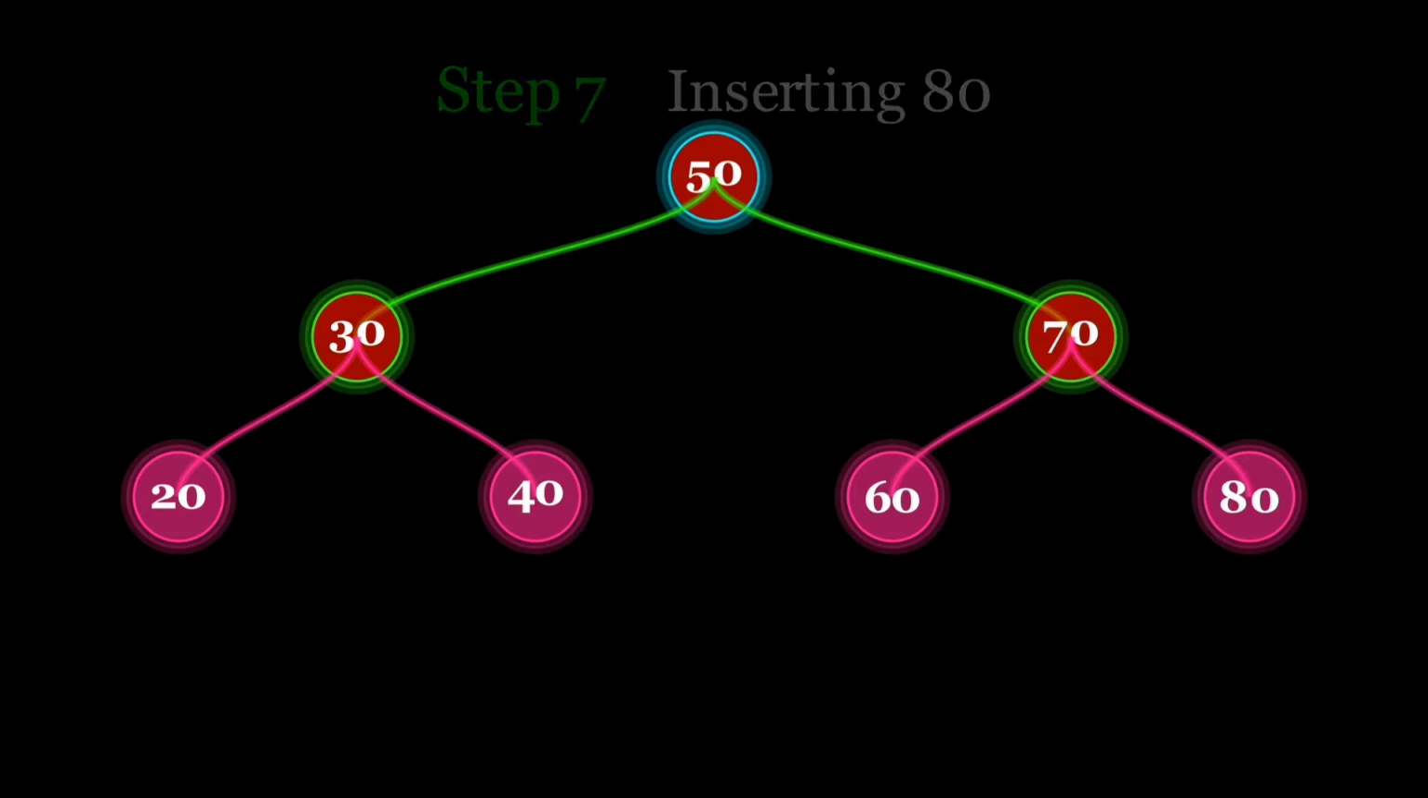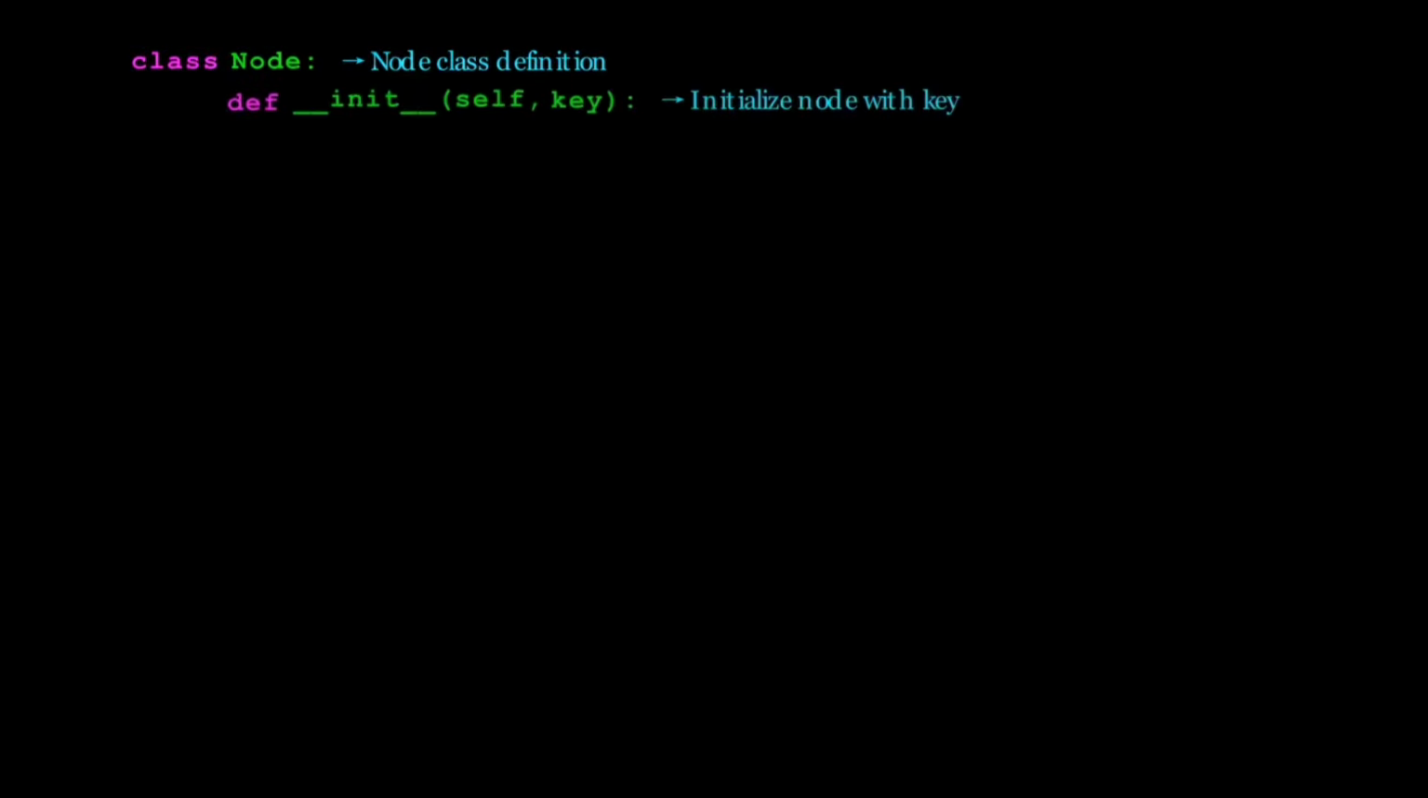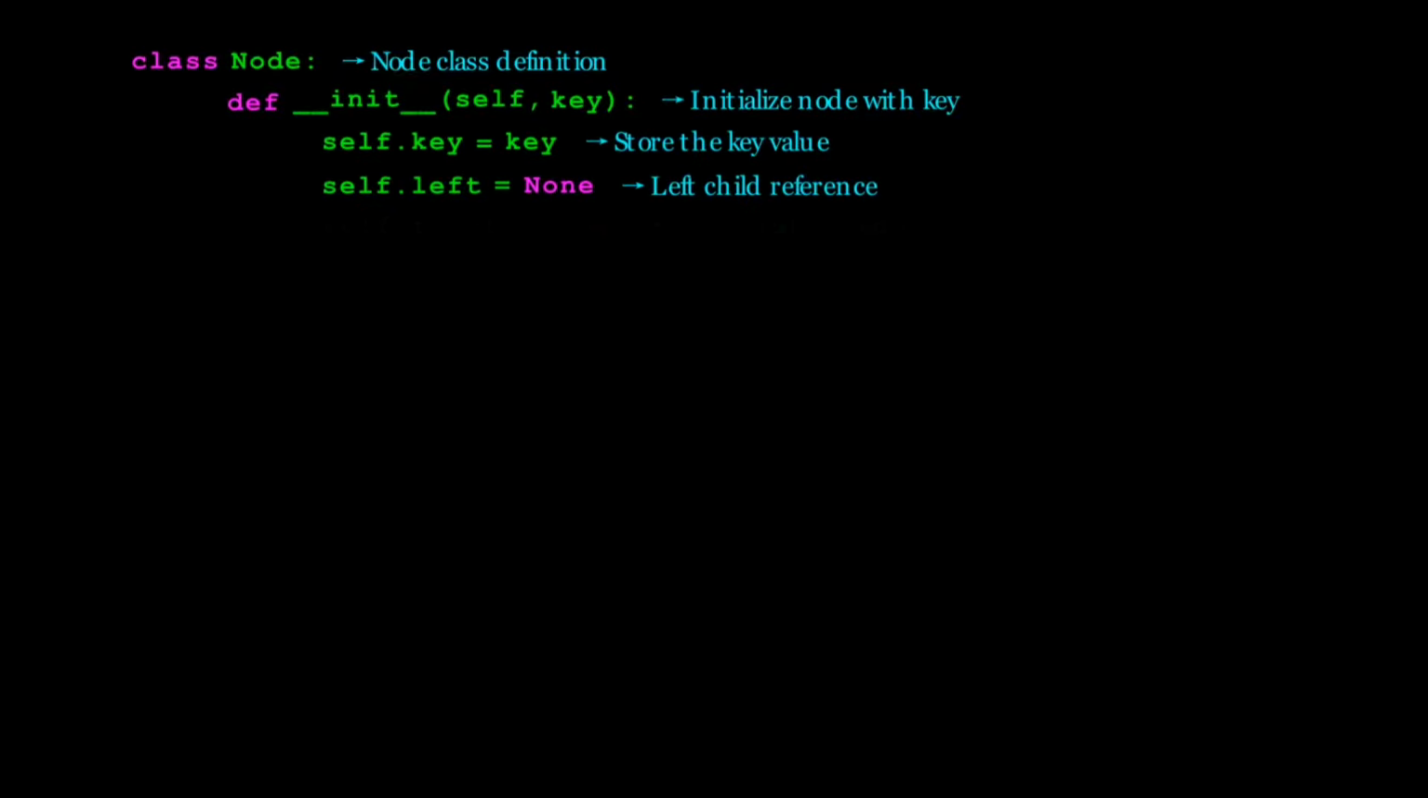Now I will show you how to implement the binary search tree in Python. First we will define a node class. Each node in the BST holds a key, which is the value stored in the node, and references to the left and right child. The constructor method initializes the node with key and sets the left and right child to None.